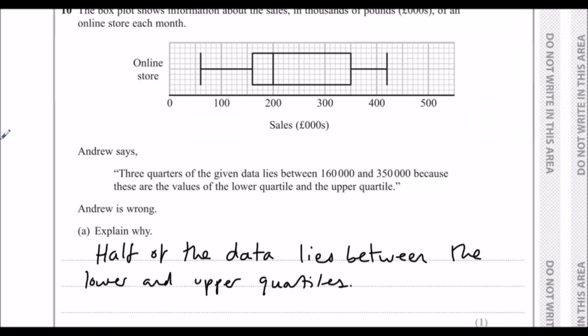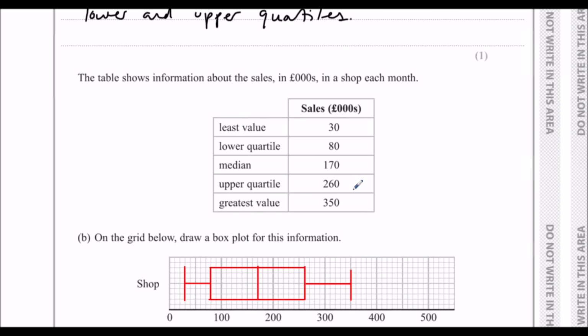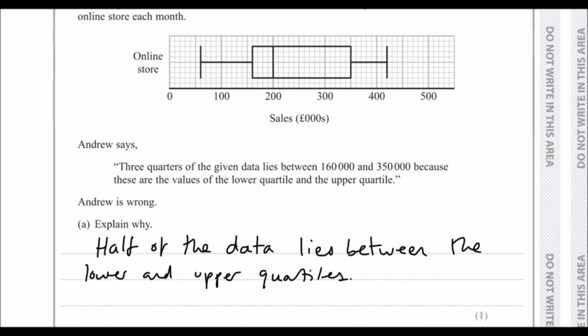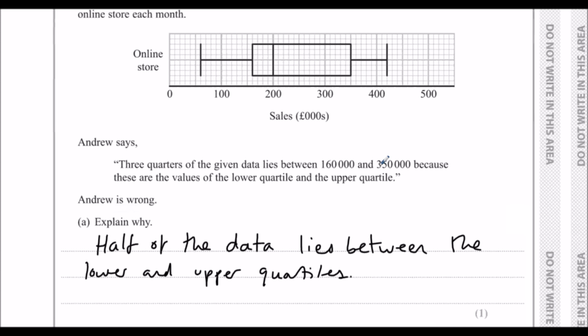So the median is at 200 for the online store, 170 for the shop. So the median sales for the online store are greater. And the spread, so the interquartile range: 350 take away 160 is 190 for the online store. For the shop, 260 take away 80 is 180.